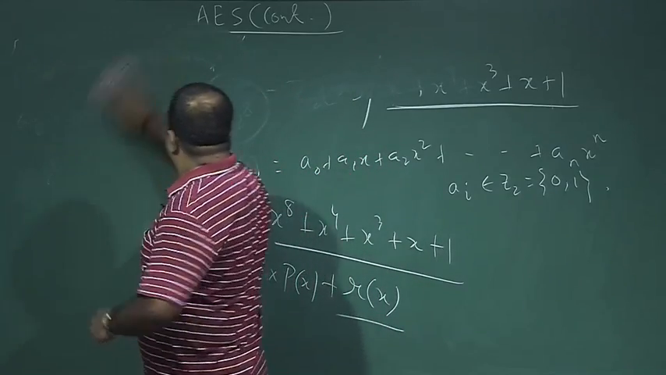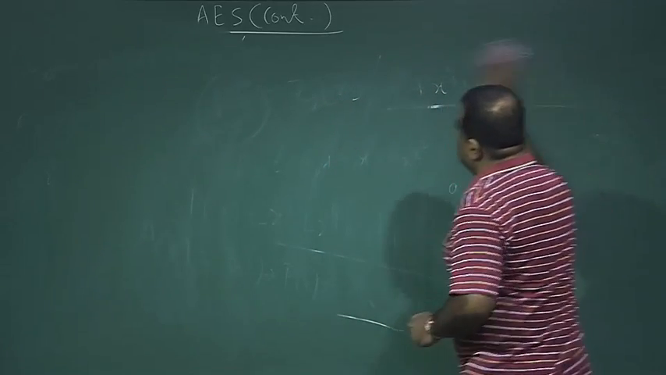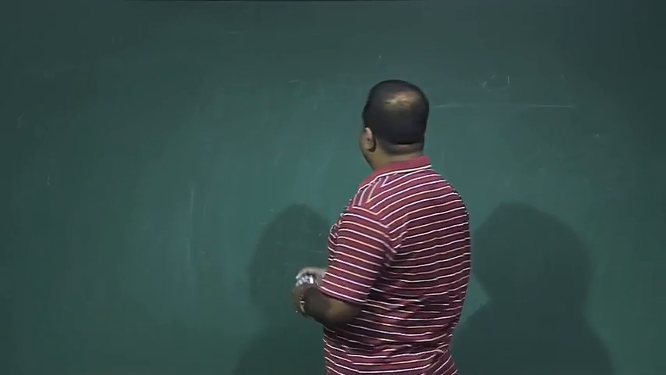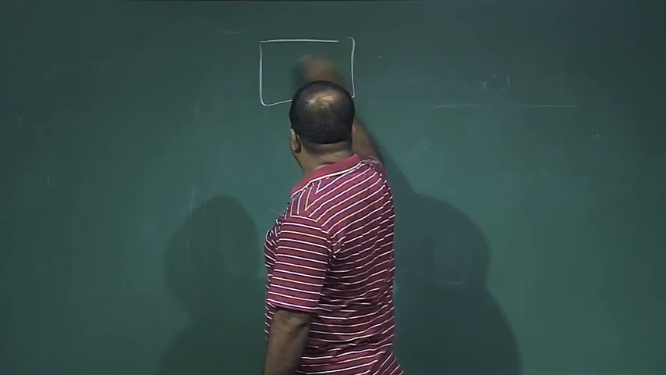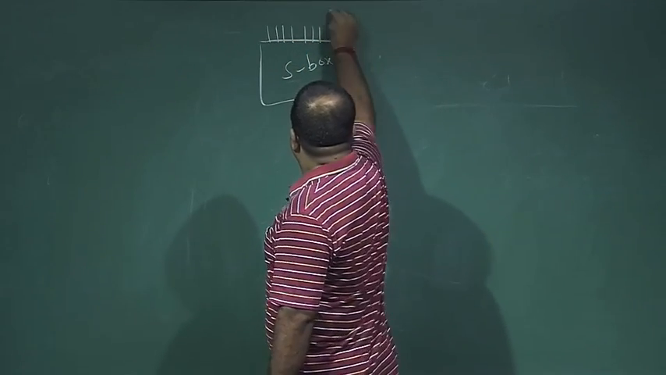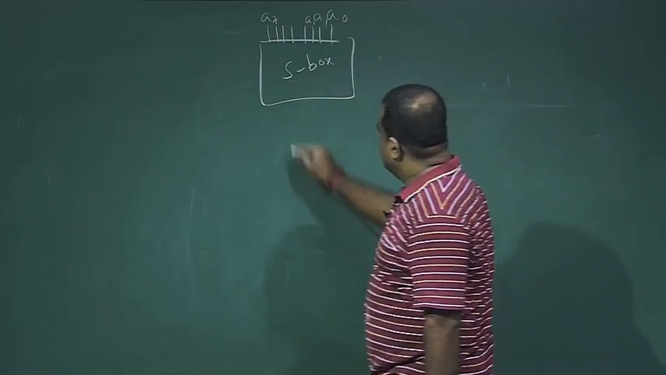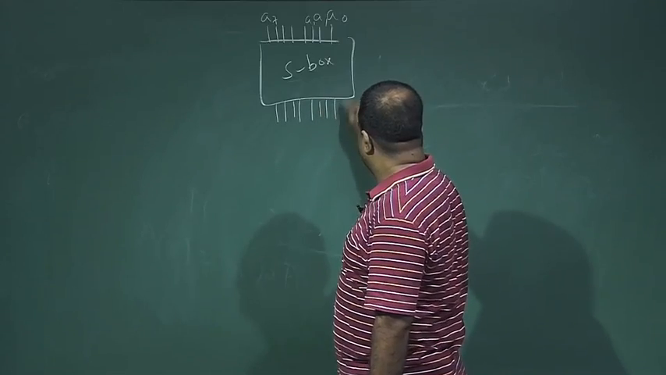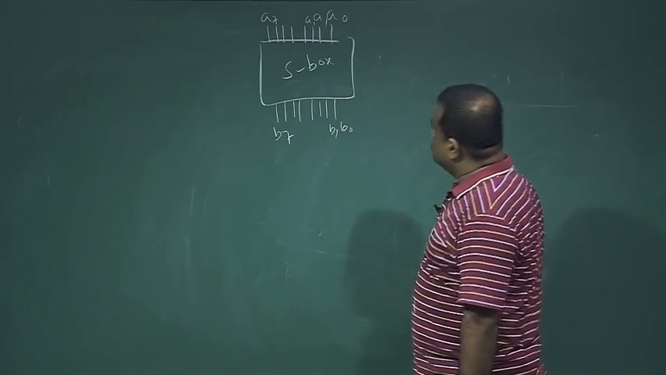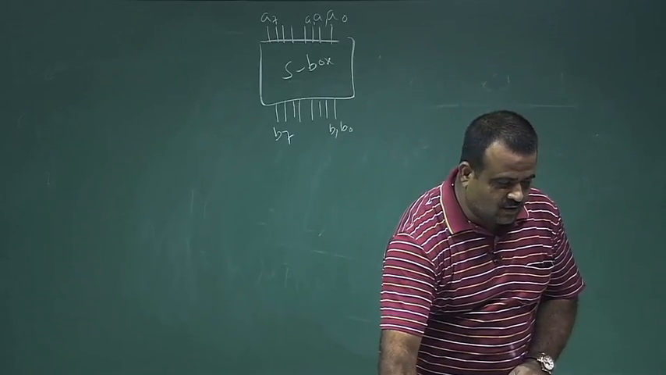If it is a field, we can perform the inverse operation in it, so an inverse exists for a given x. What we want is the S box for AES. It has 8 inputs, which we write as A0, A1, up to A7, and the output we denote by B0, B1, up to B7. How we get the B's from the A's, we will discuss. That is basically the AES S box operation.